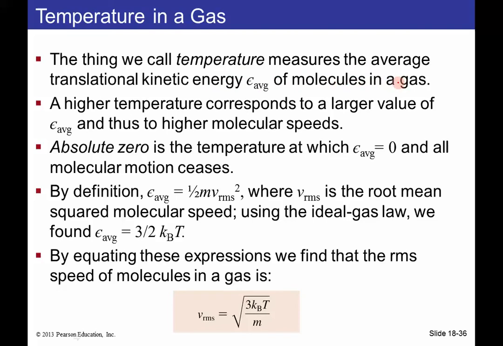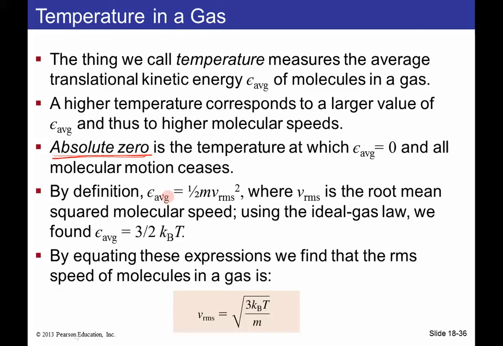It tells you how fast the particles are moving. A higher temperature just means that the particles are moving faster, that this E average is higher. What is absolute zero? Remember that absolute zero? Well, the particles are not moving. That's why you get to absolute zero. That's the reason you have no negative temperatures, because once the particles are not moving, that's it. You cannot cool the system down anymore.